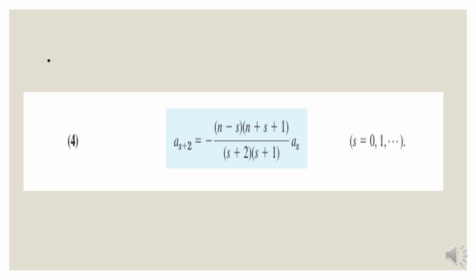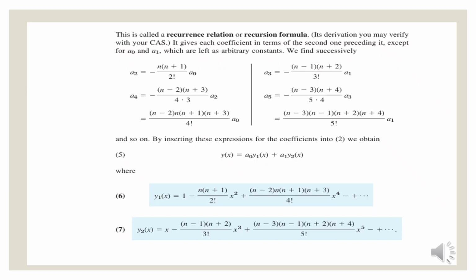Finally, we get a recurrence relationship of a_(s+2) in terms of a_s, in terms of n and s, which is given there in the slide. Let's continue. Now, from the recurrence relationship above, we can get a2 and other coefficients like a4 in terms of a0. We can also get the other terms a3 and a5 in terms of a1. In other words, the recurrence relationship divides the expression into odd and even terms.